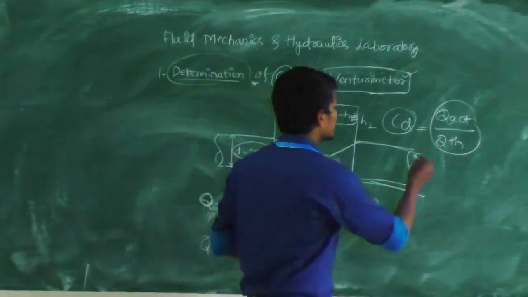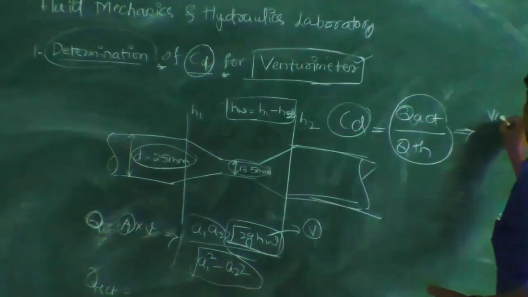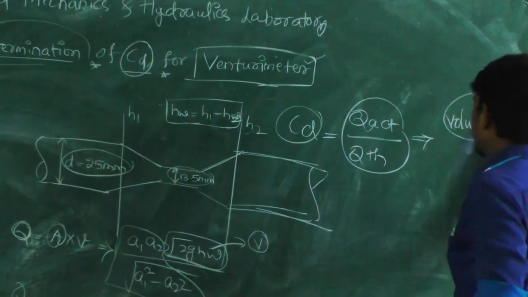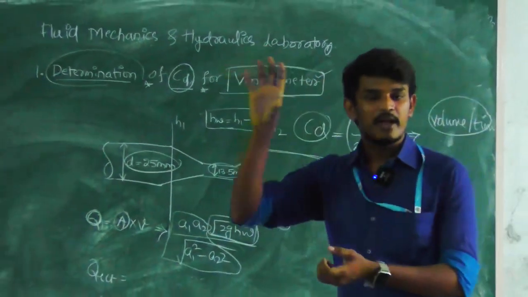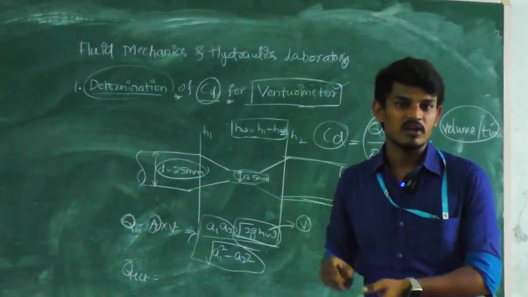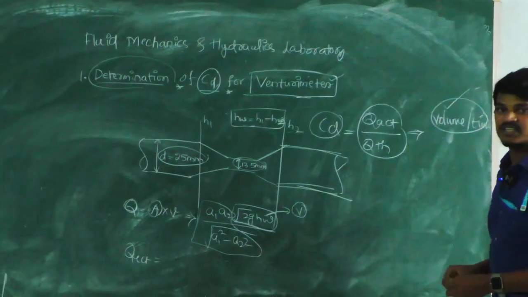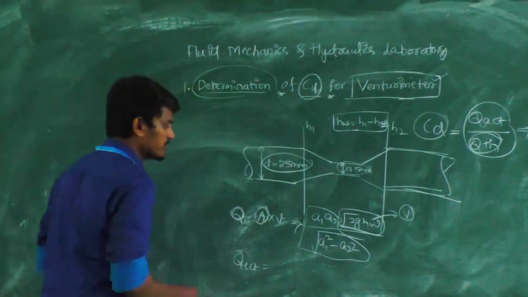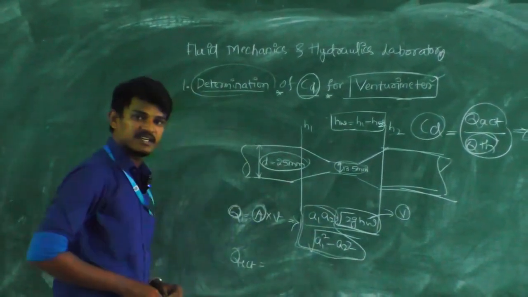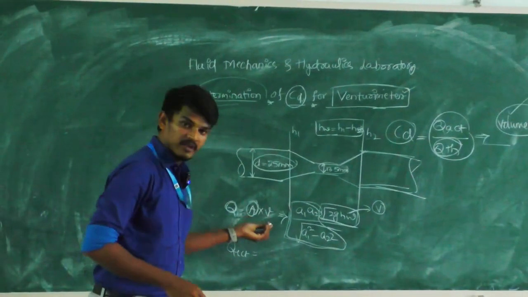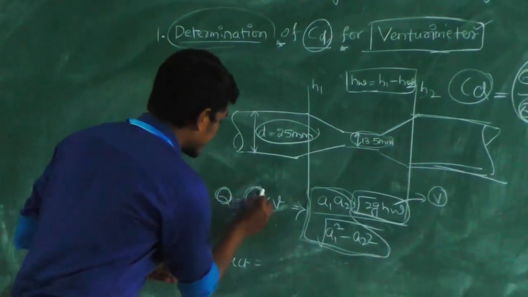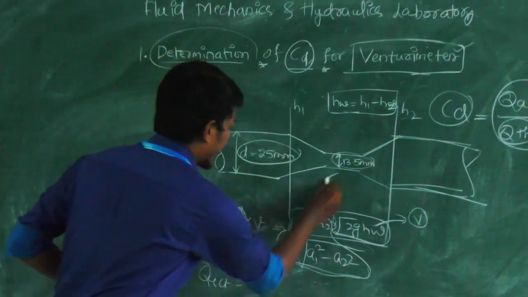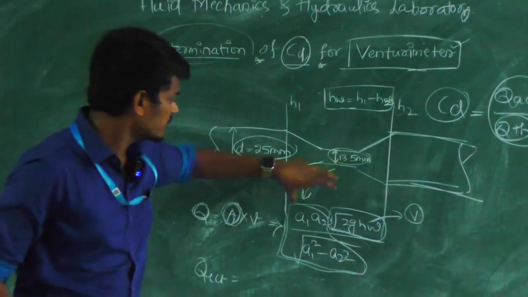Q actual is found out by using this relation, volume by time. So we will measure the time for a noted amount of volume. That is how we get the actual discharge. And Q theoretical can be found by using this formula. Basically, discharge is nothing but area into velocity. The area is not uniform here. We are reducing the area. With respect to that, I have written this reduced area.